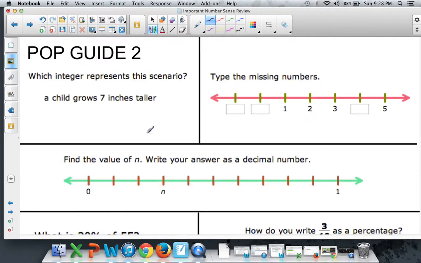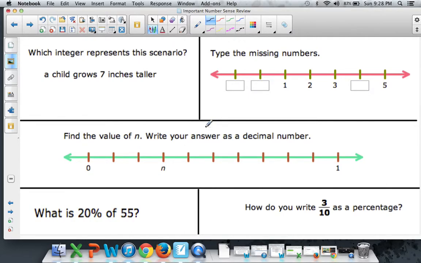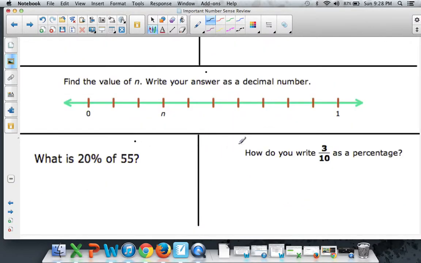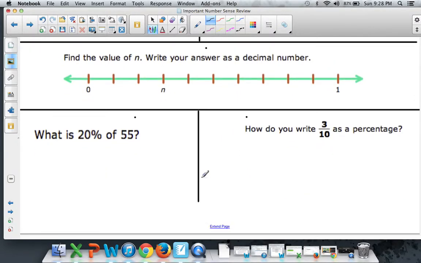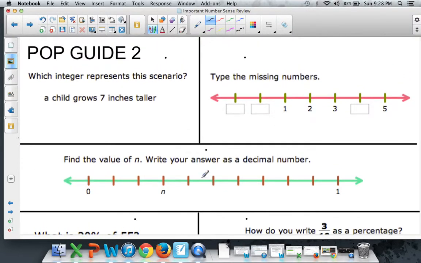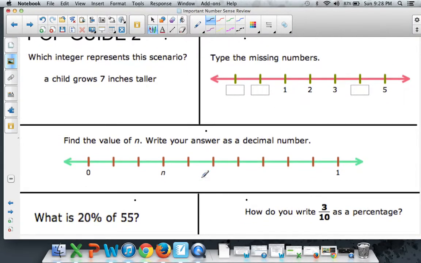Here's your pop guide. 1 problem, 2 problems, 3 problems, 4 problems, 5 problems to do on your own. And once you finish, you know you can move on to some side projects.